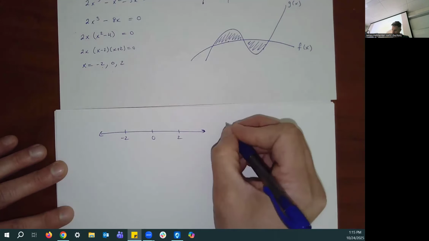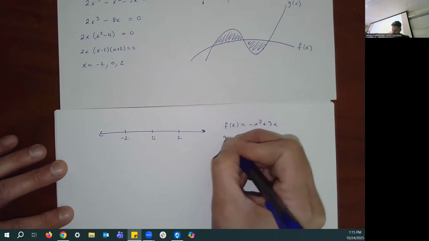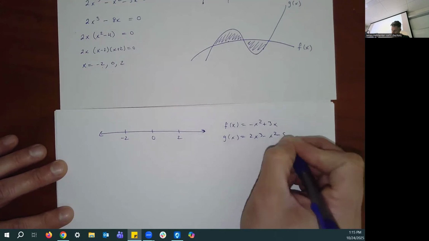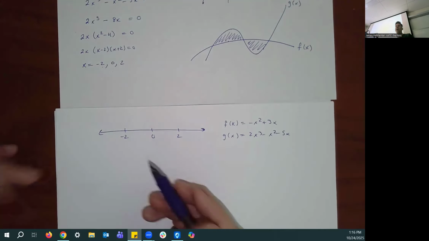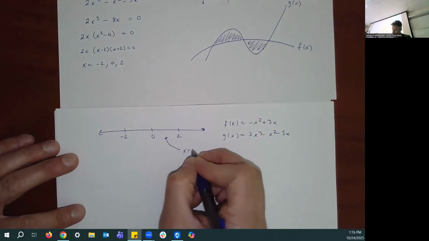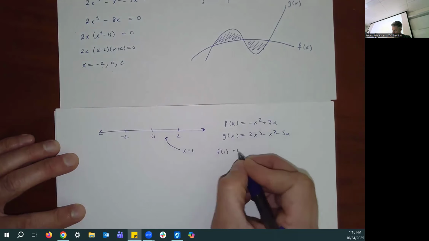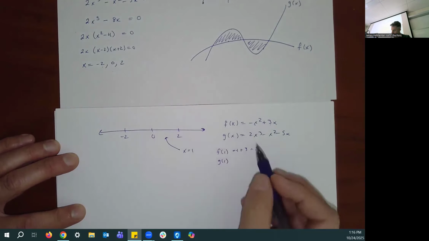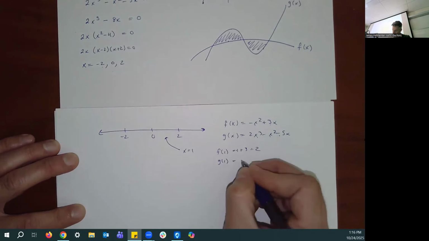I'll remind you that f of x is negative x squared plus 3x, and g of x is 2x cubed minus x squared minus 5x. So pick a number between 0 and 2. Make the obvious choice. Let's pick 1. If we pick x equal to 1, f of 1 is -1 plus 3, which is 2. And g of 1 is 2 minus 1 minus 5, which is going to be -4.